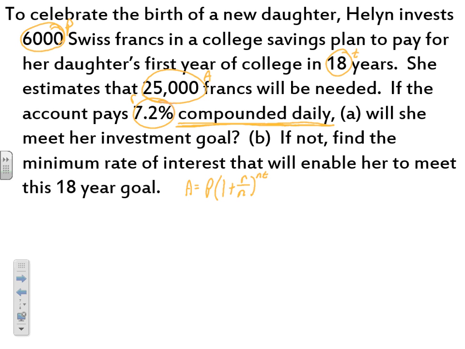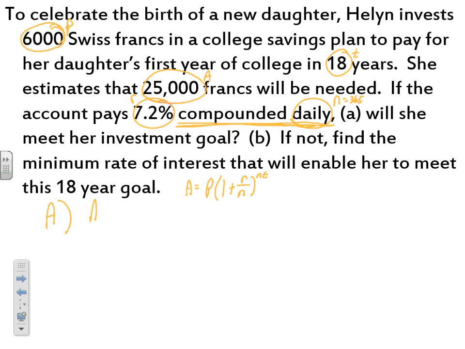Now, part A of the question says, will she meet her investment goal of 25,000 francs if she invests 6,000 francs for 18 years at 7.2% interest rate compounded daily? Okay, and there's another key word there. That is going to be N, and daily would be 365 in this case. So let's do part A here.